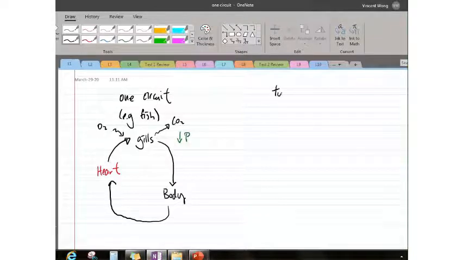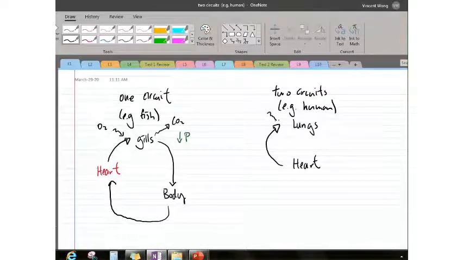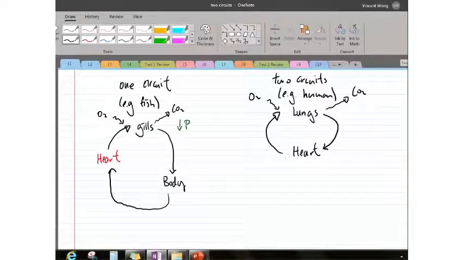Contrast that to a two-circuit circulatory system, which is what humans have. So this is human. We would also start at the heart. We would then pump the blood to the lungs. This is where you will pick up oxygen and release carbon dioxide. And then the blood is going to go back to the heart first before it squeezes it a second time to go to the body.